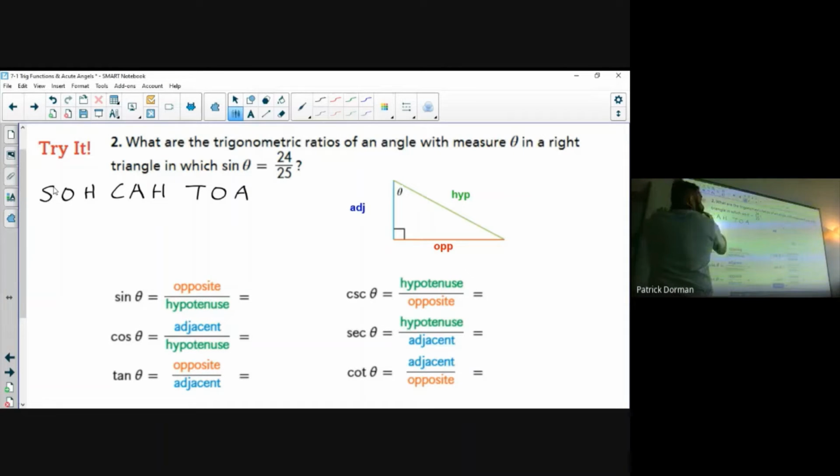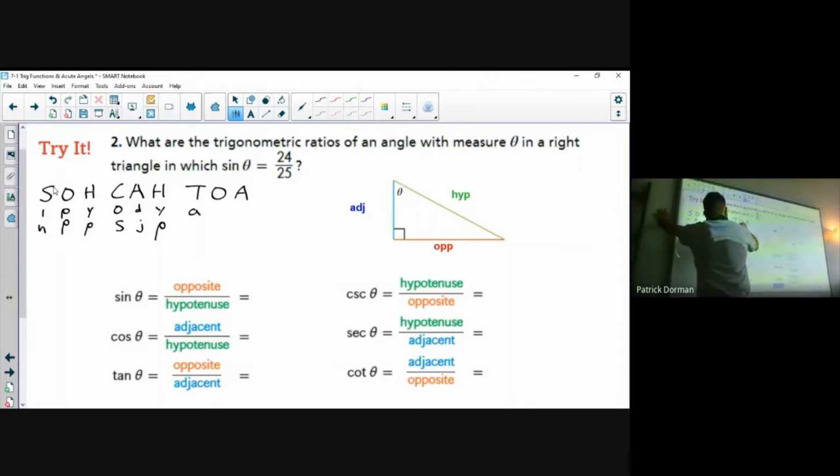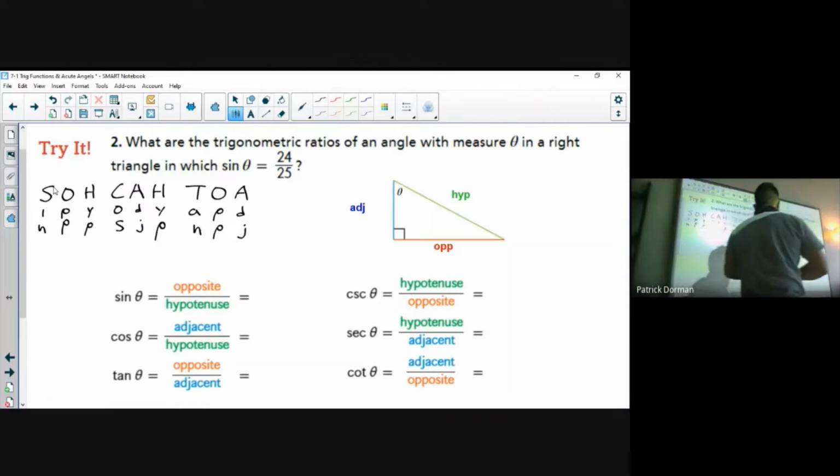The thing is, you're not going to have to memorize this, because it means that sine is opposite over hypotenuse, cosine is adjacent over hypotenuse, and tangent is opposite over adjacent. It just gives you the first two.